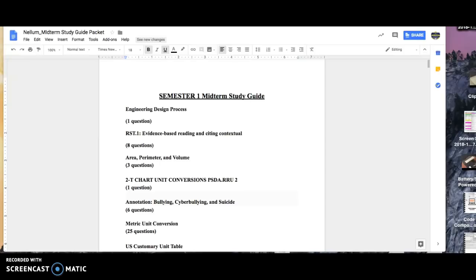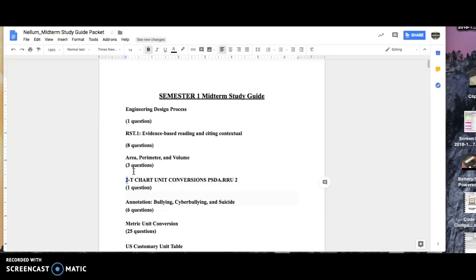For parts like the engineering design process, that would just be some type of passage, and I'll tell you to read that passage to answer questions from it. Same thing for evidence-based reading and annotation, bullying, cyberbullying. I'm very confident everybody will do well on area, perimeter, and volume, so I'm going to give you a lot more questions than three. And make sure you prepare for the two T-chart conversion problems, which are the word problems. Those will be on the test.